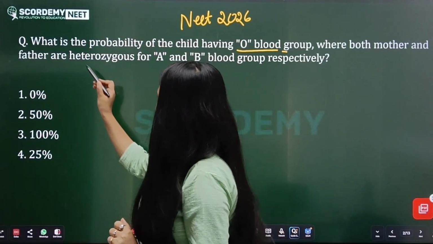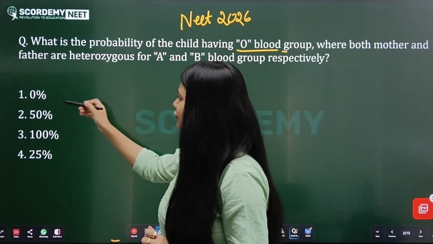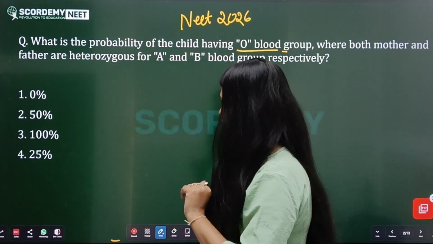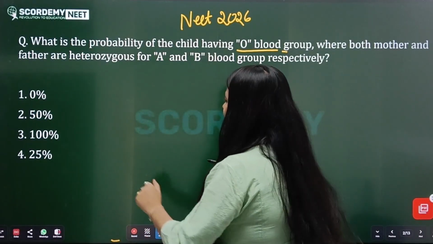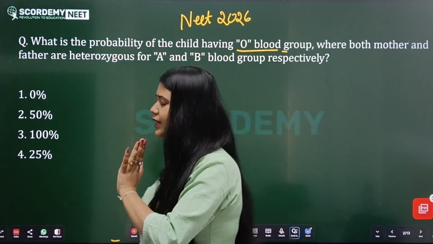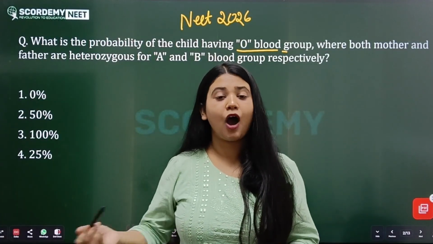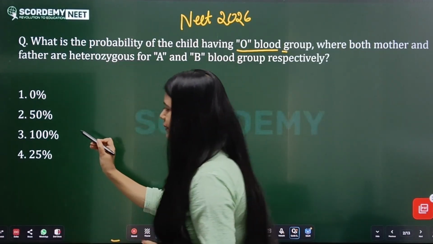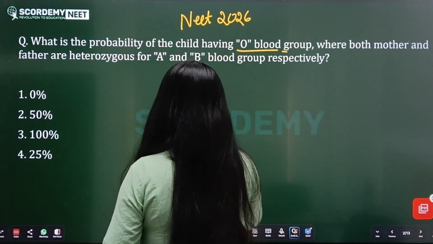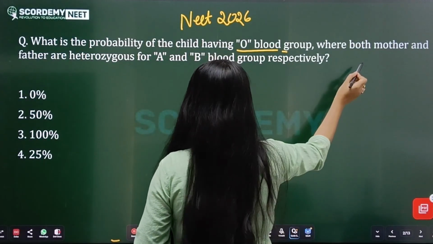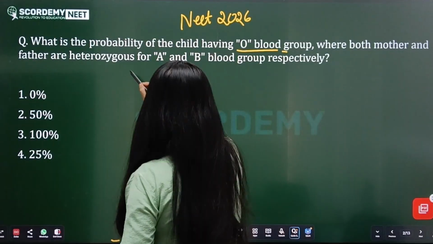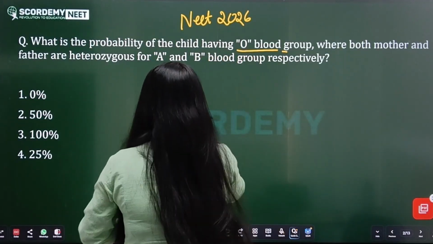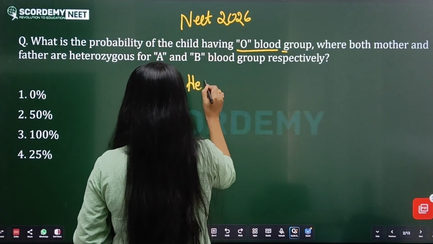Whenever you get this kind of question, if you see numbers in the question, please do not get nervous or anxious. First see what they're asking. It's not difficult. Many students might wonder how maths came into biology, but this is very simple maths that I'm showing you now. They're asking about parents, mother and father, who are heterozygous for A and B. For this, first note down: what is the genotype for heterozygous A?